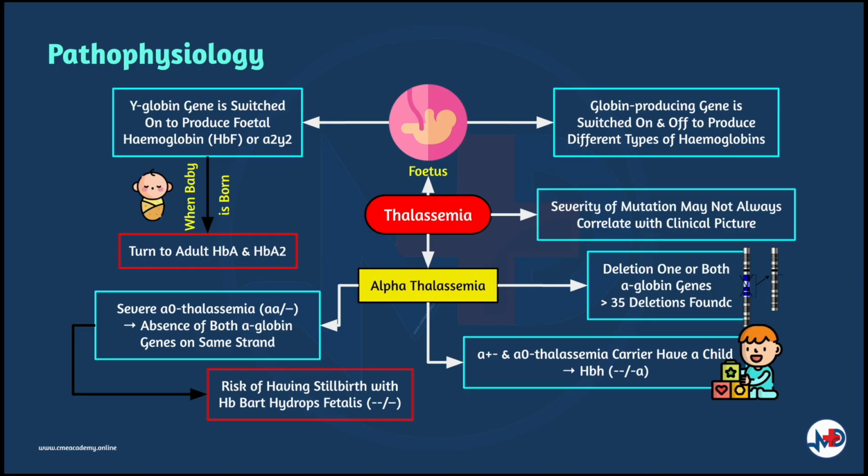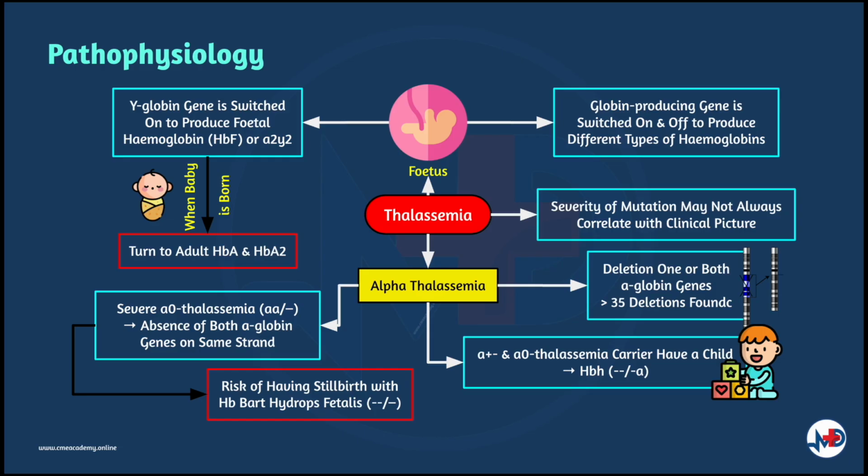Alpha thalassemia occurs when there is a deletion of one or both of the alpha globin genes on the same DNA strand. Interestingly, there have been more than 35 such deletions described up to date. Severe alpha thalassemia carriers are represented as alpha/negative to signify the absence of both alpha globin genes on the same strand. This is very commonly seen in carriers from Southeast Asia, Southern China, or the Middle East who are therefore at risk of having a stillbirth with Hb Bart's hydrops fetalis.